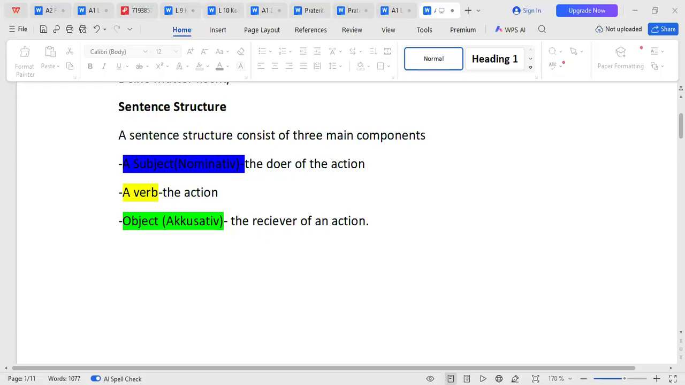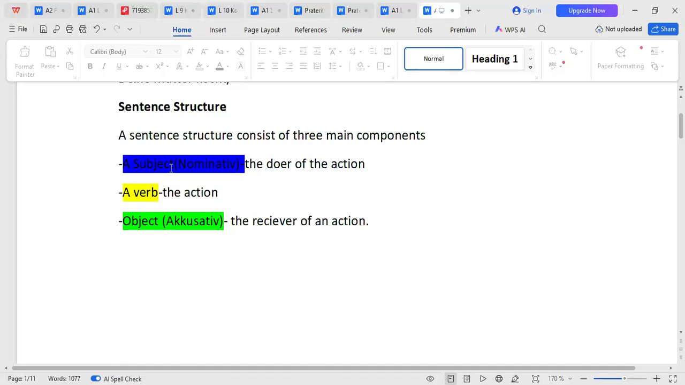And students, you all know even in English, a sentence structure consists of three main components. Even in English, you'll say, I'm eating mangoes. I'm buying pizza. I'm drinking water. And so on. So a sentence structure consists of three main components.